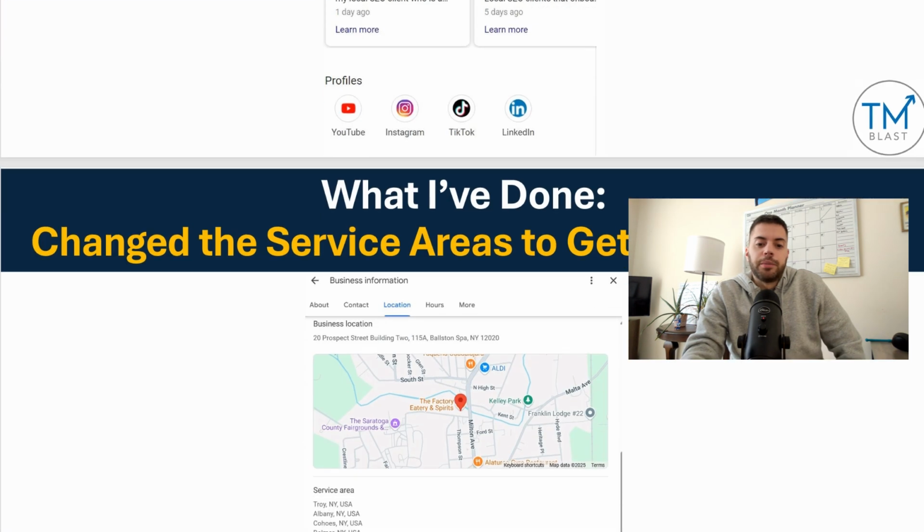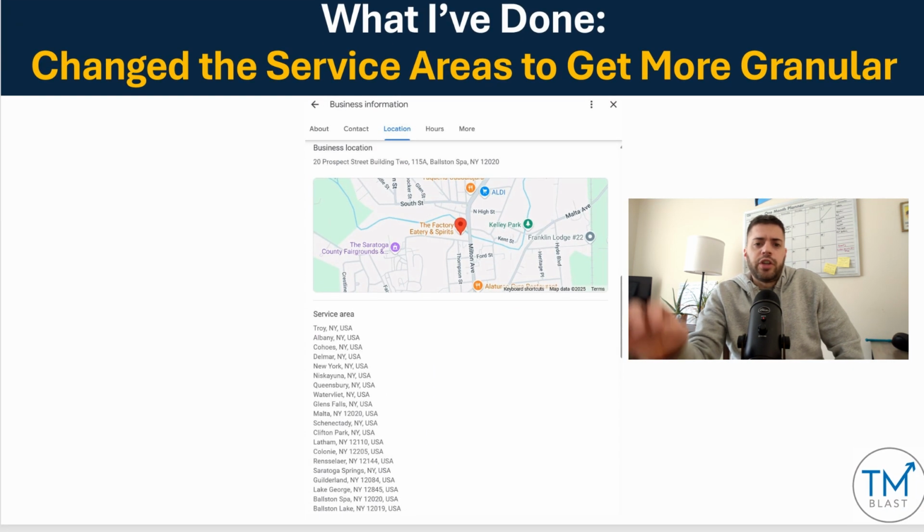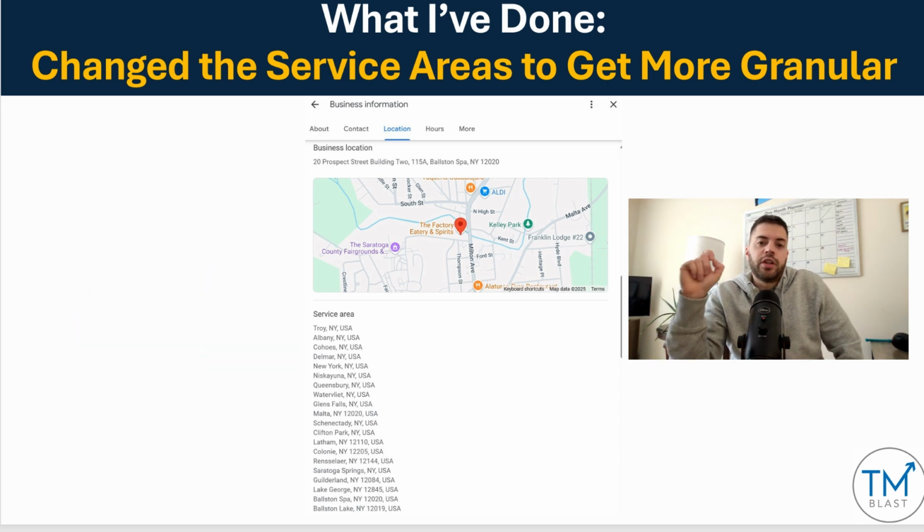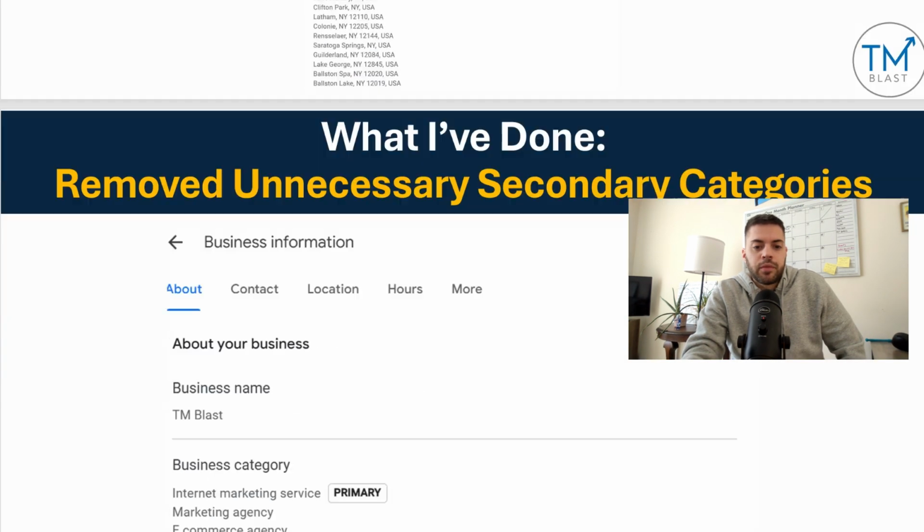Next, I changed the service area. Again, I'm showing TM Blast, but I looked at that map. That's what I said before. I studied it, and then I'm actually changing the service area. So if there's more, let's say dots 4, 5, and 6, I'm able to flip. I'm going to include them in the service area section. You have up to 20. I think it's a pretty low ranking factor, but I still put that in anyway.